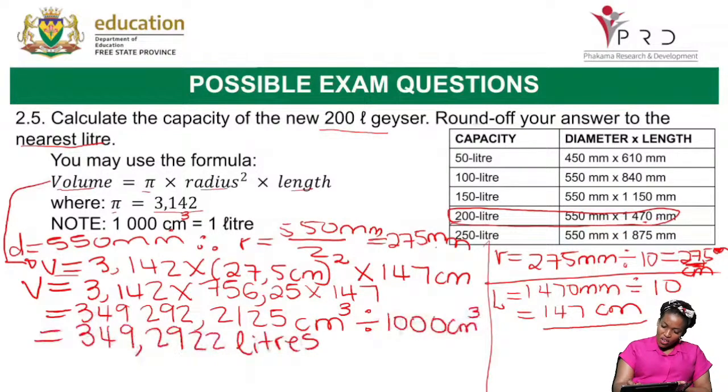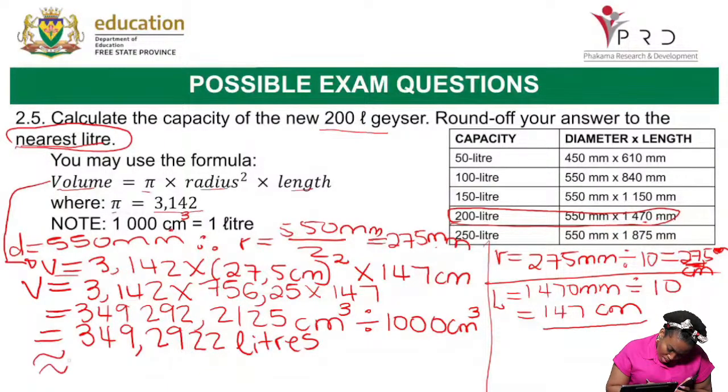Was there an instruction that we must round? Oh yes. Round off your answer to the nearest liter. When they say the nearest, they want your answer to be a whole number. It means they don't want any decimals or fractions. It must just be whole. So let's round this to the nearest whole number. The answer would be 349 liters.